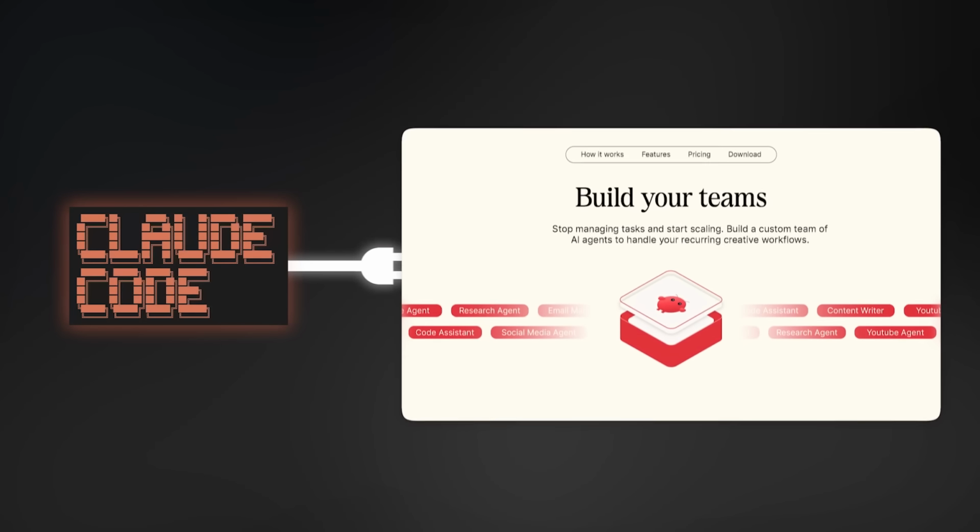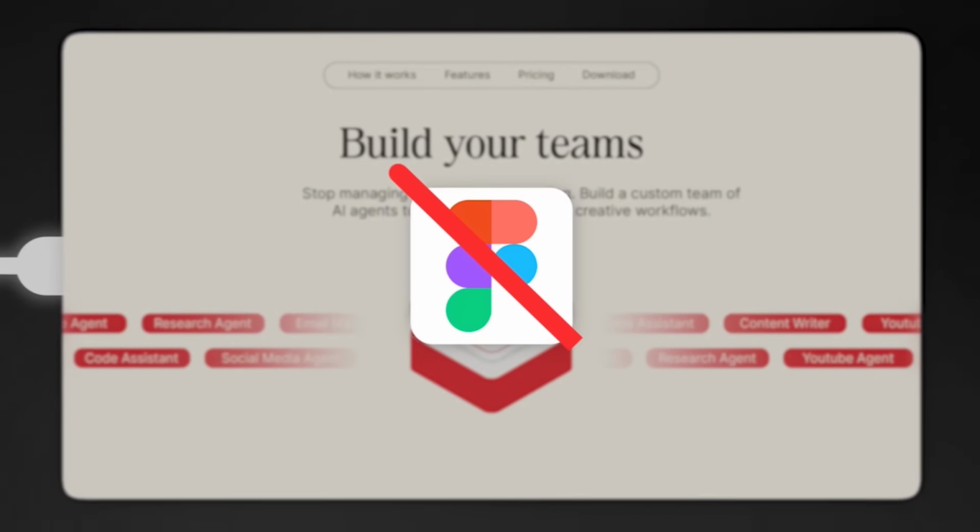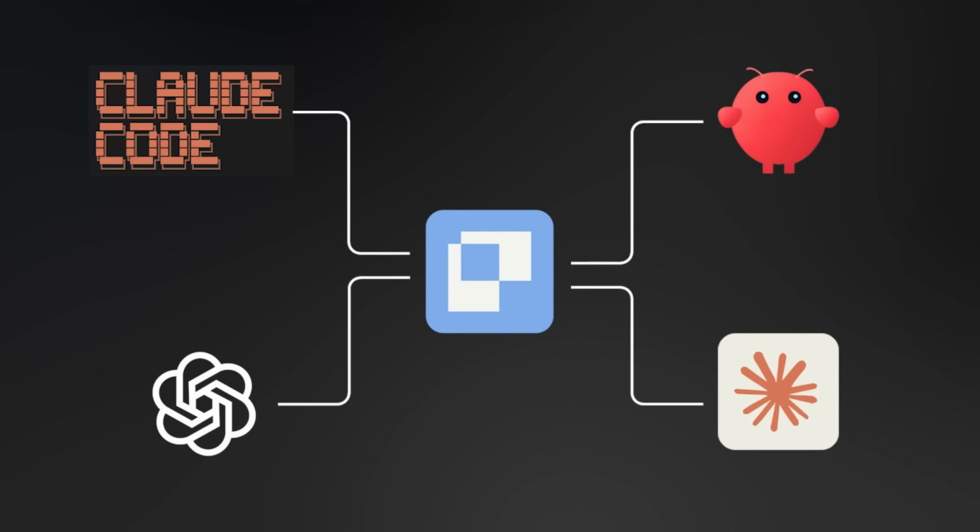Today we're going to use Claude Code to design our personal site on Figma. Wait, no, not Figma. We're actually going to be using a different tool, one that is built specifically for AI agents, and it's called Paper. Many designers are telling me that they're switching from Figma to Paper because it's easier to use with AI agents like Claude Code and OpenClaw.